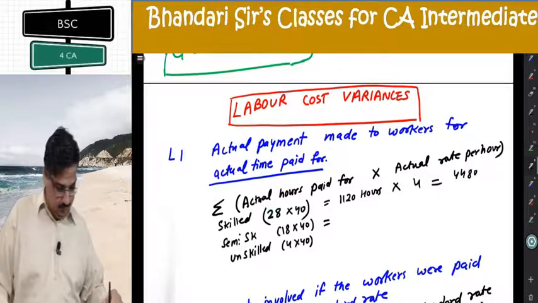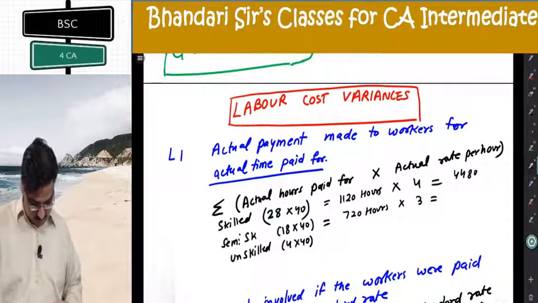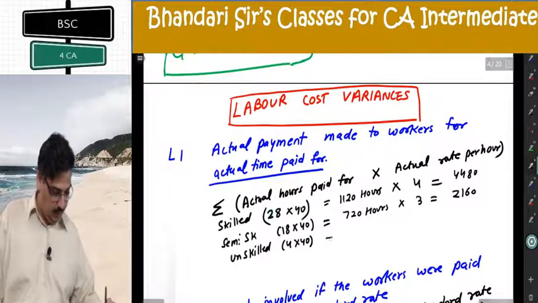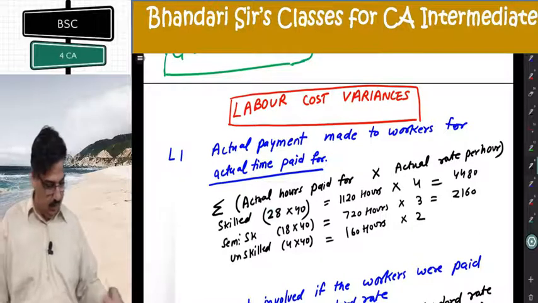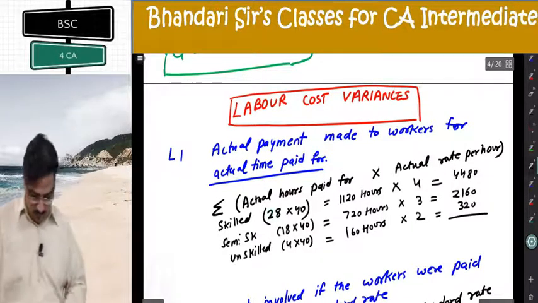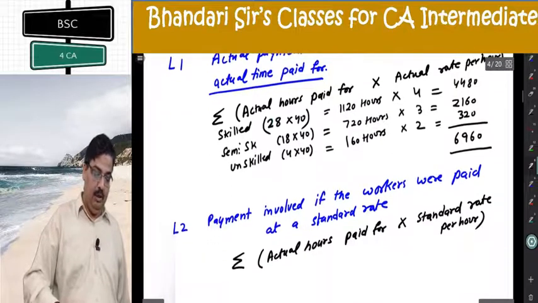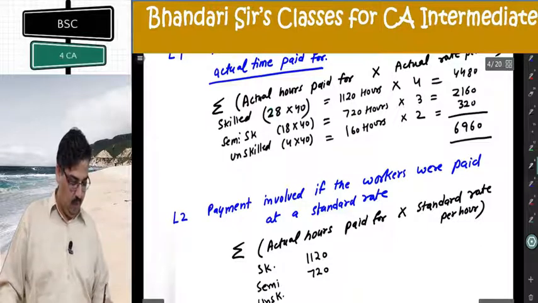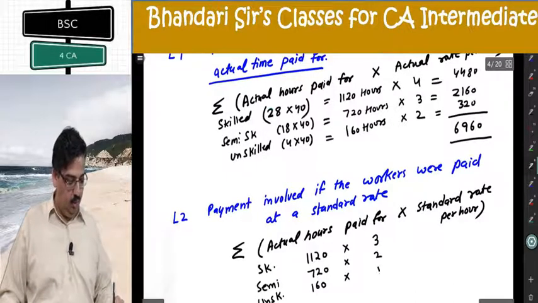18 into 40, 720 hours. 3 per hour is the rate, 2160. 4 into 40, 160 hours multiplied by 2 rupees per hour is the rate, 320. So you get 6960. In second step, what happens? We only change the rate. 1120 hours for skilled, for semi-skilled 720 hours. For unskilled 160 hours multiplied by standard rate 3, 2, and 1.